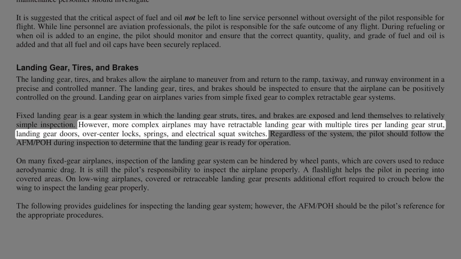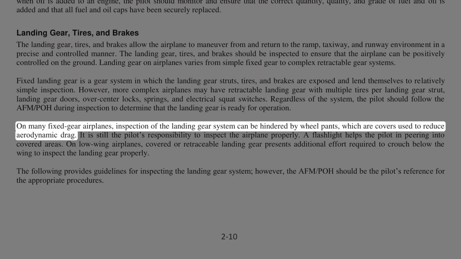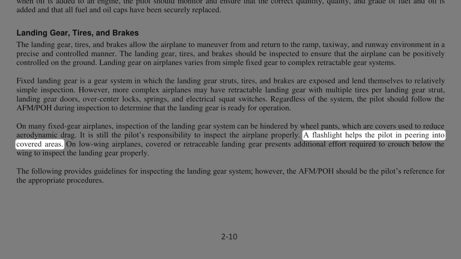However, more complex airplanes may have retractable landing gear with multiple tires per landing gear strut, landing gear doors, over-center locks, springs, and electrical squat switches. Regardless of the system, the pilot should follow the AFM/POH during inspection to determine that the landing gear is ready for operation. On many fixed-gear airplanes, inspection of the landing gear system can be hindered by wheel pants, which are covers used to reduce aerodynamic drag. It is still the pilot's responsibility to inspect the airplane properly. A flashlight helps the pilot in peering into covered areas.